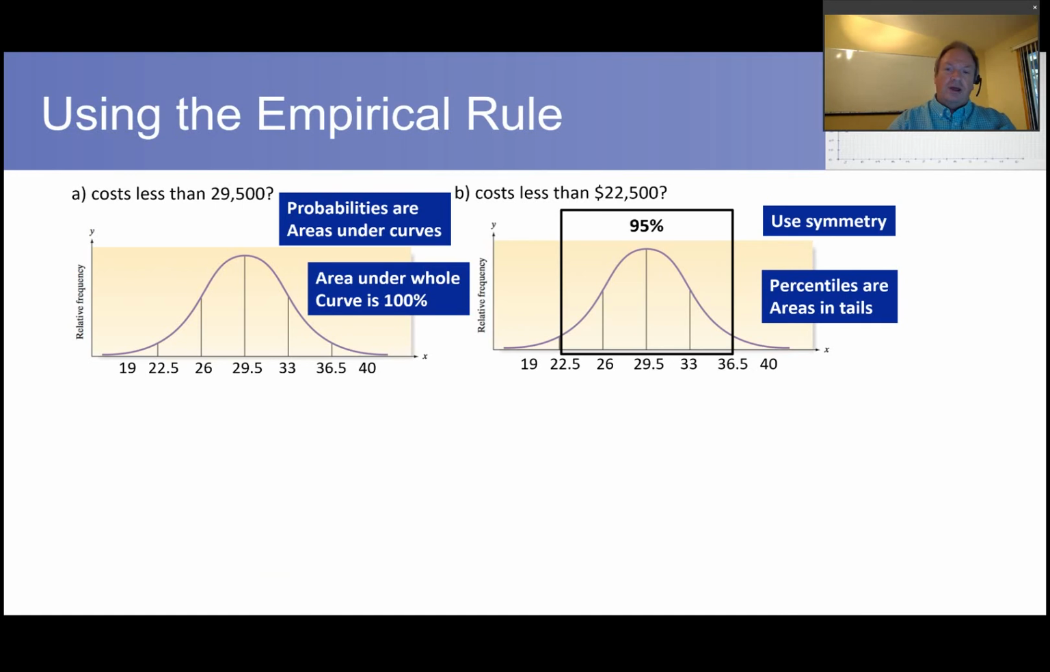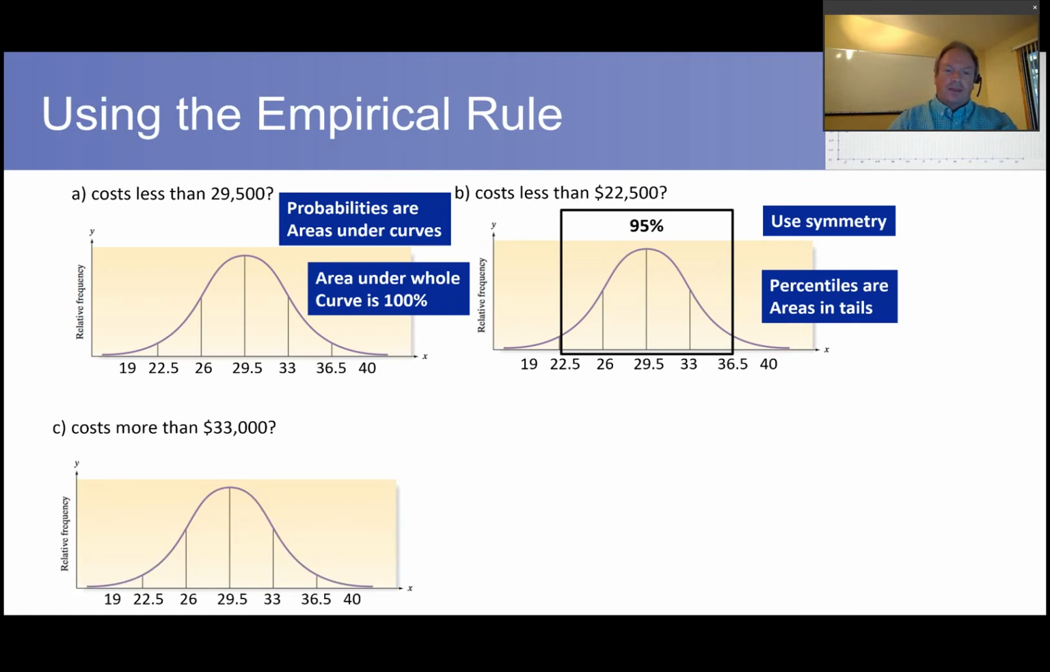So what if we want to answer the question how likely it is that a randomly chosen Honda Accord costs more than 33,000? So again, I'm going to ask myself, how many standard deviations away from the mean is 33,000? Well, it's 1. And the empirical rule tells me that 1 standard deviation away from the mean is 68% of the values. And I'm going to play the same game that I just did in problem B, right?